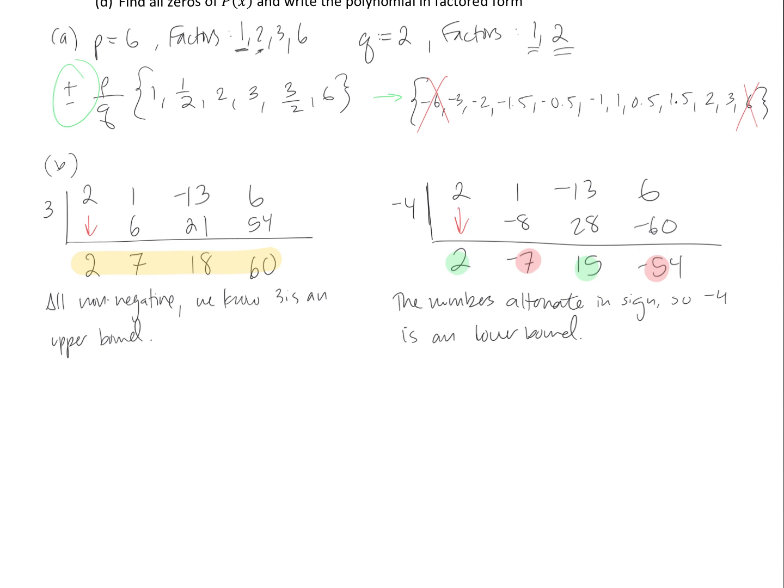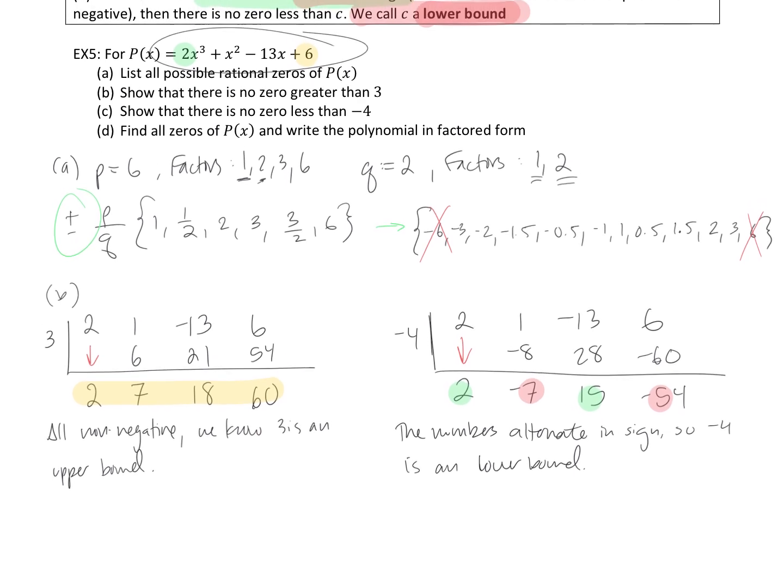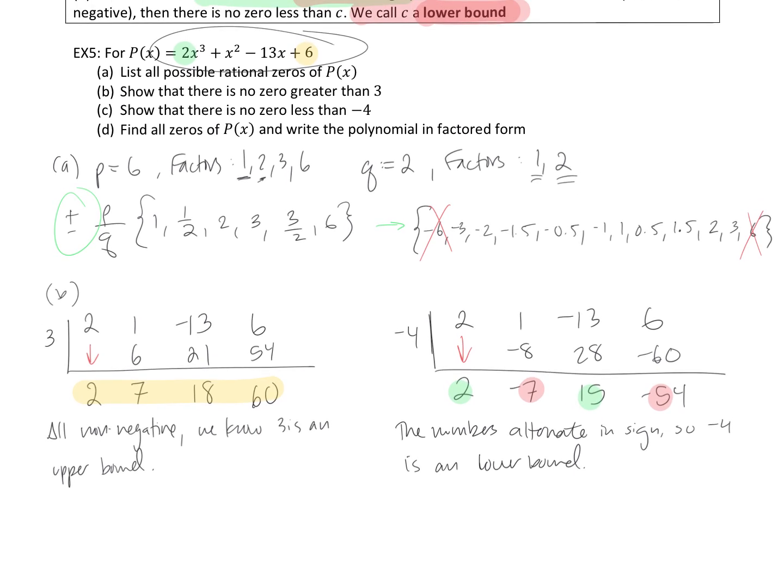Alright, so for D, what are we doing for D? Oh, that was C. For D, find all zeros and write the polynomial in factored form. Okay, so this requires some guessing and checking because we still have all of these zeros to think from.